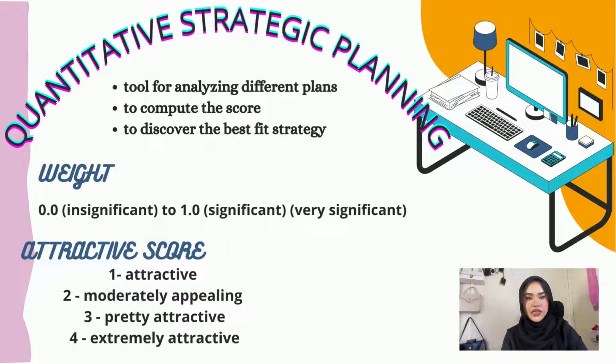It requires rating methods using attractiveness scores, which assign a weight to each external factor in ascending order from 0 as insignificant to 1 as significant. The attractiveness score is the rating that determines how much impact the strategies have on the key factors. This is also in ascending order, with attractiveness ranging from 1 to 4.